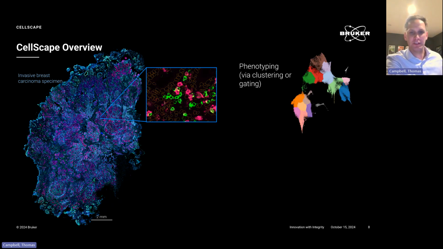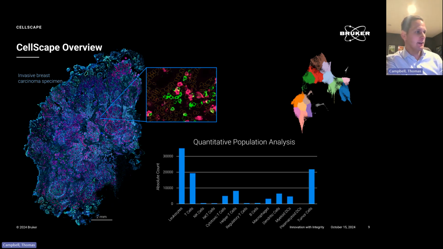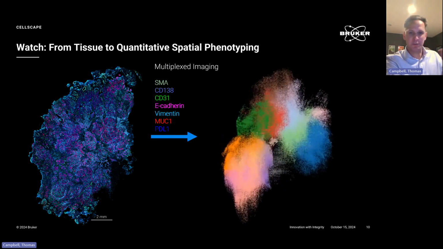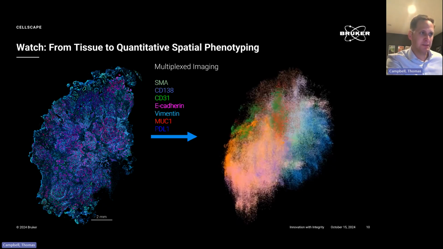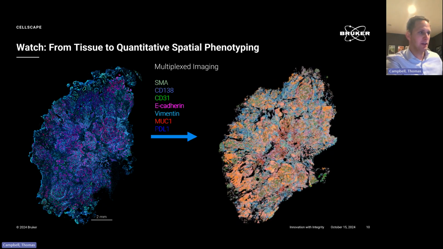From there, we have a single cell data set from which we can do phenotyping either via modern unsupervised clustering or more classical hierarchical gating. In either case, out of that, you get absolute cell counts of different populations of interest, and of course the spatial distribution of those cells, the XY coordinate for every individual cell in the sample, so you can begin to study things like spatial relationships, spatial neighborhoods, and look at different cell types that are interacting with each other.